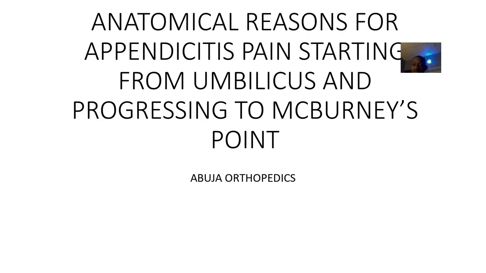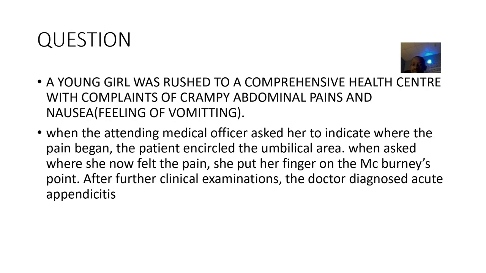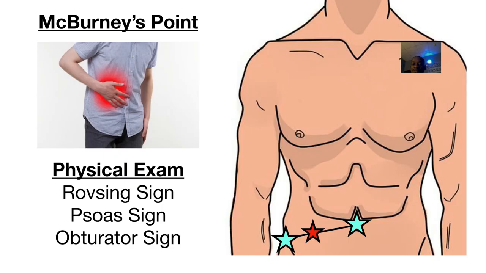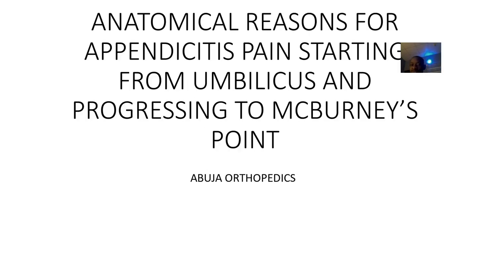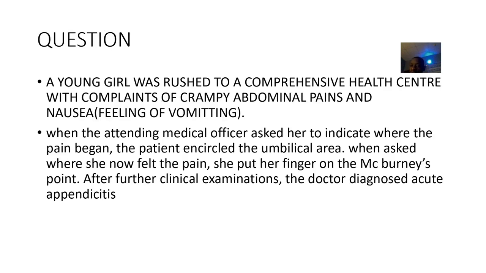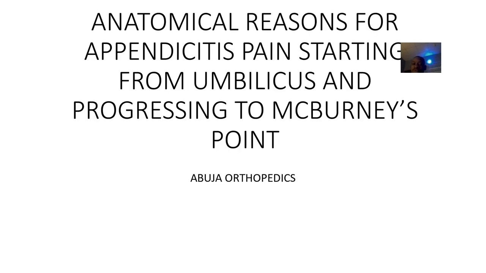So I try to look at some anatomical reasons why some things actually happen. For this one, we are looking at appendicitis. It's a long question, but the summary is: what is the anatomical reason for appendicitis pain starting from the umbilicus and progressing to McBurney's point?